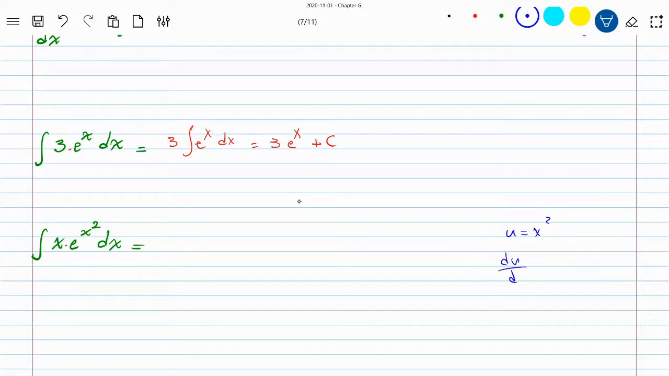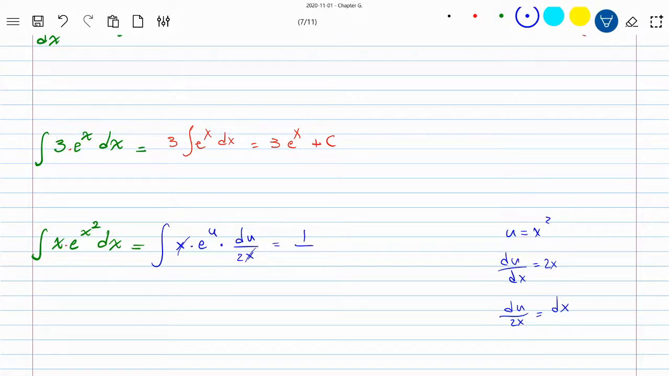du over dx would be 2x. So du divided by 2x would be dx. So here I can write this integral as x times e to the power u, multiplied by, instead of dx, I'll write du divided by 2x. These x's will cancel out.